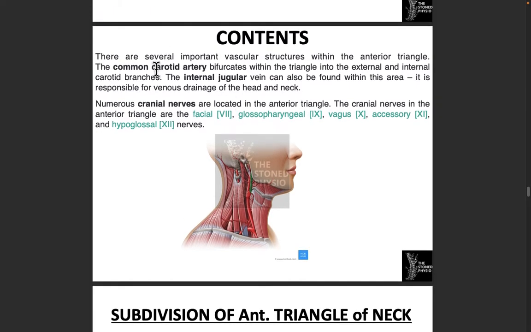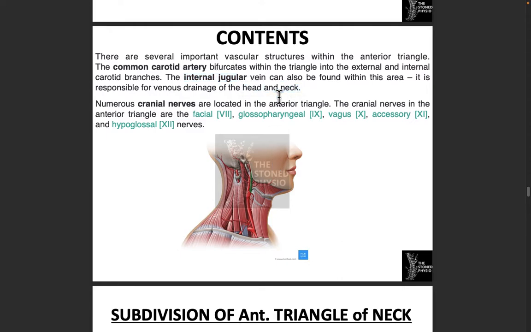Along with that, first of all we have talked about the common carotid artery. Apart from that, we can see the internal jugular vein. So the internal jugular vein, we can say that it is one of the major veins which is responsible for drainage of the blood from the head and neck region. ठीक है, from the head and neck region.